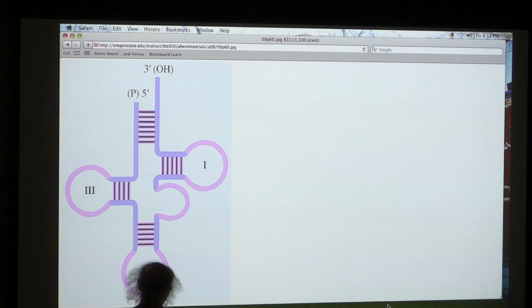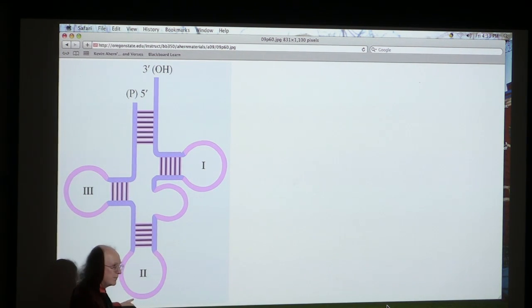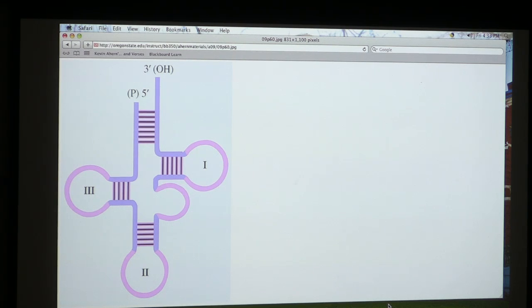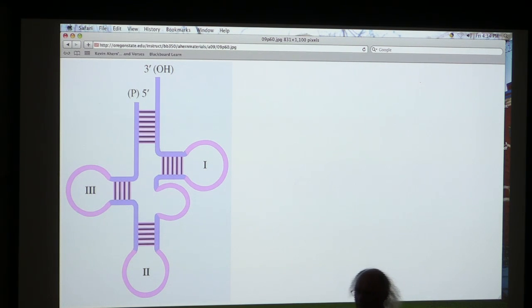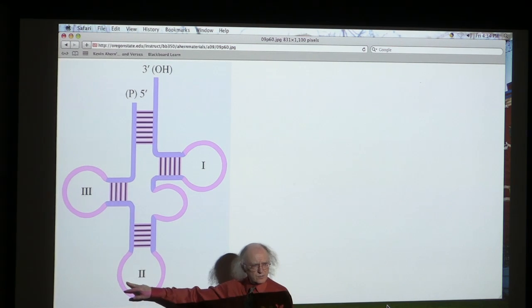The other part of the structure that's important is down here in section 2. Okay? In section 2, this region is called the anticodon. The anticodon. Well, I haven't told you what a codon is, so I better tell you that before I tell you what an anticodon is. The genetic code is written in units of 3 nucleotides. A, U, G in an RNA is a codon. So that 3 nucleotide unit is a codon, and that codon is complementary to a 3 nucleotide unit in the anticodon of this transfer RNA.